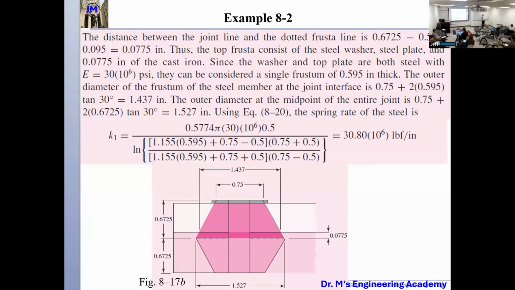Okay? Because it's axisymmetric, okay? So we have a bolt and we have multiple plates. That is not axisymmetric along the center of the bolt. So this is the cone. So for D, we are using the capital D value. This is our capital D value, the diameter of the smaller end of the cone.